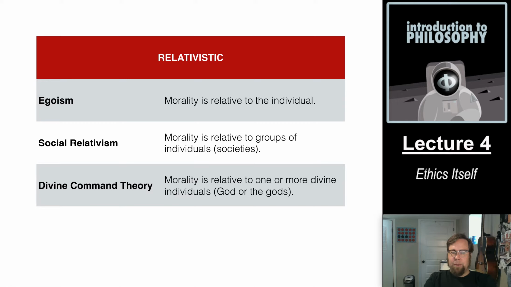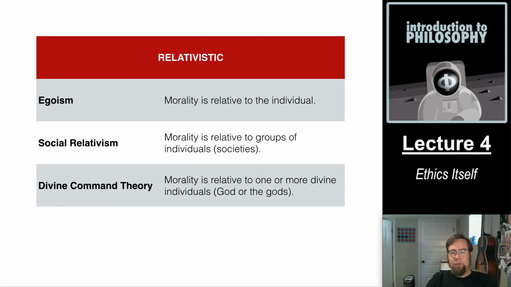And then we're going to talk about something called social relativism. And when people talk about relativism in ethics, they're usually talking about social relativism, in part because egoism is so crazy that no one spends much time taking it seriously. But they're both kinds of relativism. The difference between egoism and social relativism is basically the difference between how many people we're talking about.